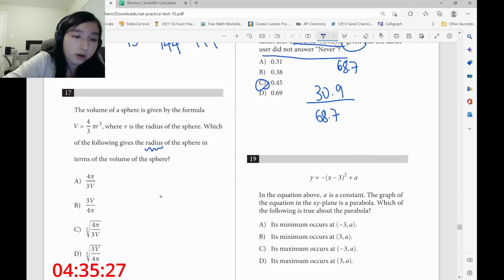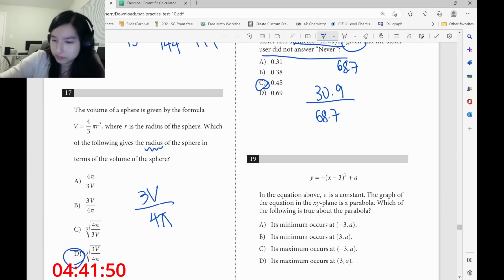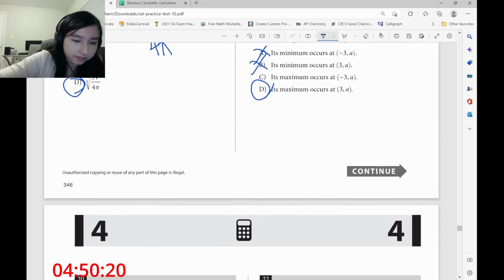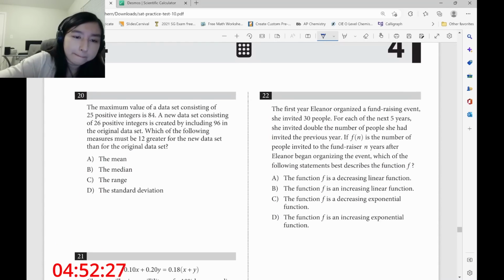Radius, isolate for r. Times 3, divide by 4 pi, cube root, D. Concave down, maximum, it's not A, it's not B, 3A, it's going to be D. Alright, let's look at this. Maximum integer is 84, and then now they have a new number, 86, and what must be 12 greater?